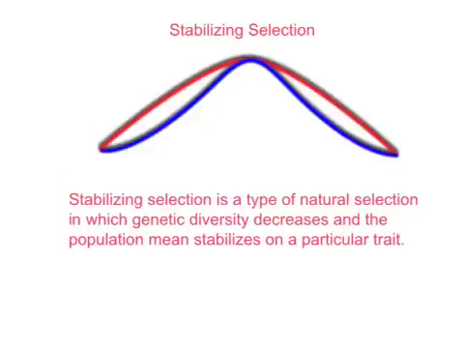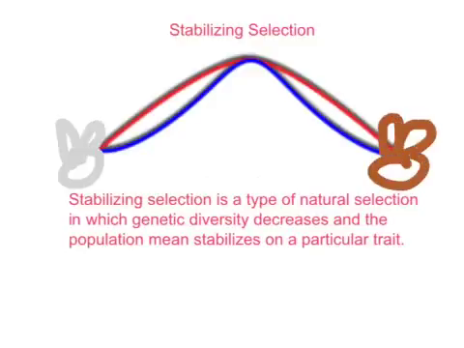Stabilizing selection. Stabilizing selection is a type of natural selection in which genetic diversity decreases and the population mean stabilizes on a particular trait. An example of this is mice color in certain environments. This is a curve of white mice to brown mice color on an island.